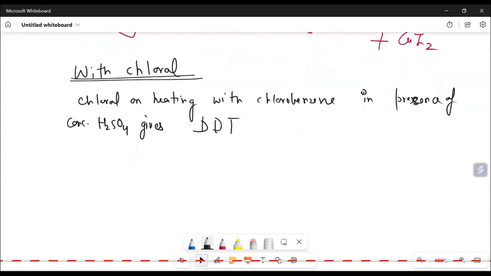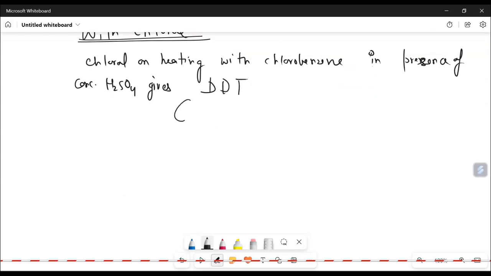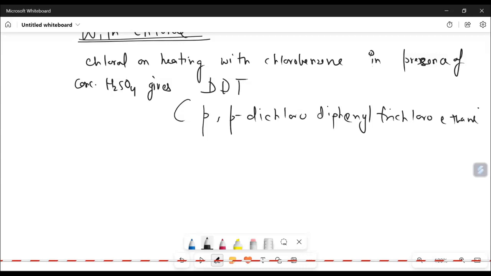What I am saying is remember the concept that it gives DDT. So there is a formation of DDT. The full form of DDT is p,p'-dichlorodiphenyltrichloroethane. This is called DDT. We will make it also, don't worry about that.